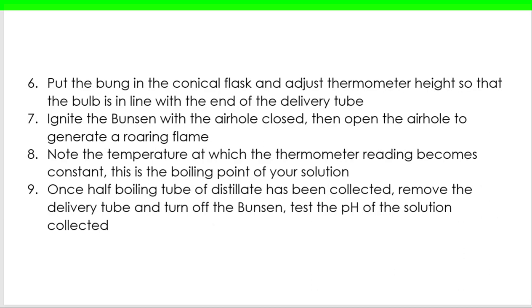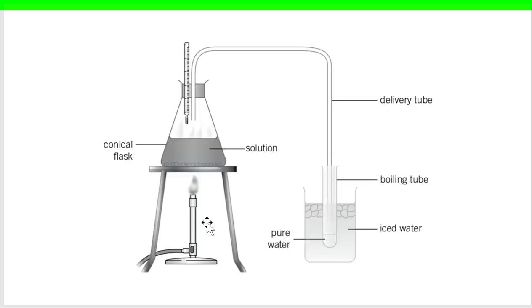This is a standard distillation practical that you will hopefully be familiar with. We're going to ignite the Bunsen, air hole closed, open the air hole to get a roaring flame. We're going to note the temperature so that we can see at what temperature it starts to boil, and we're going to collect the water. So this is the sample that we're testing. In our case, it's salt water.